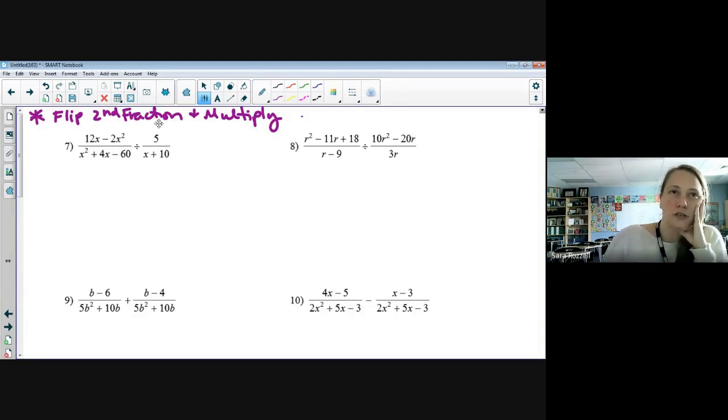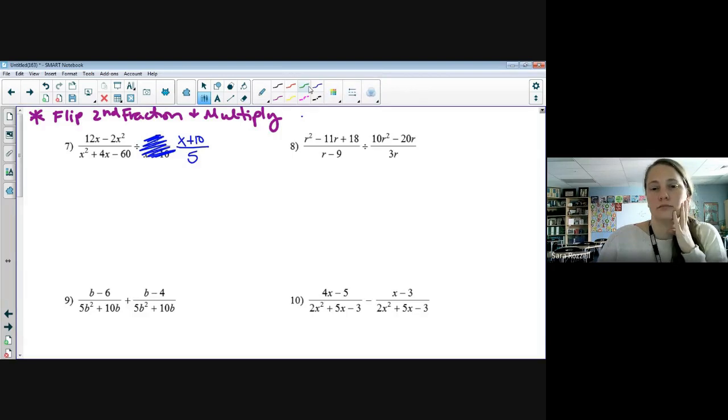So this second fraction was 5 over x plus 10. I'm just going to scratch it out and flip it over right here just so I don't have to rewrite the whole problem. So I'm going to put the x plus 10 on top and the 5 on the bottom. And now it becomes a times problem.